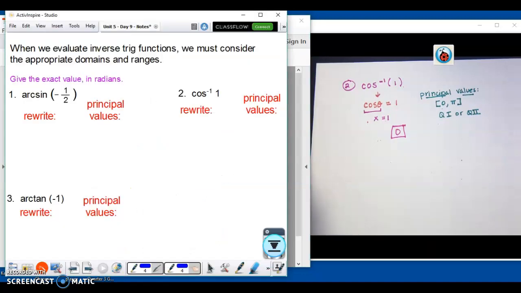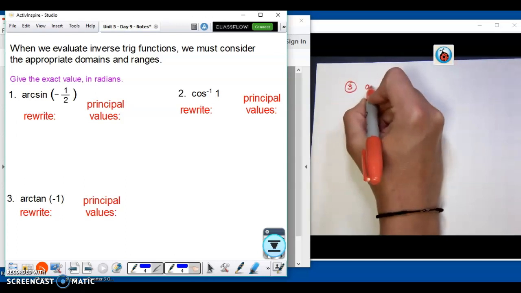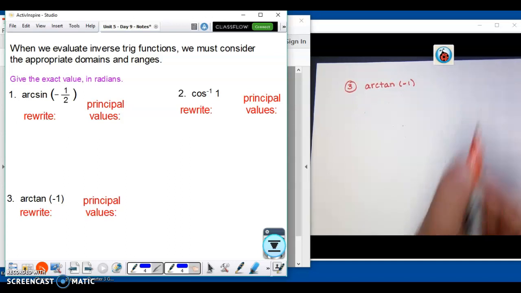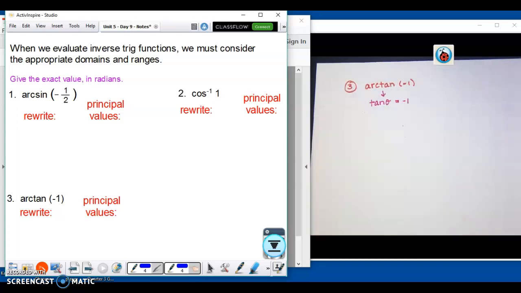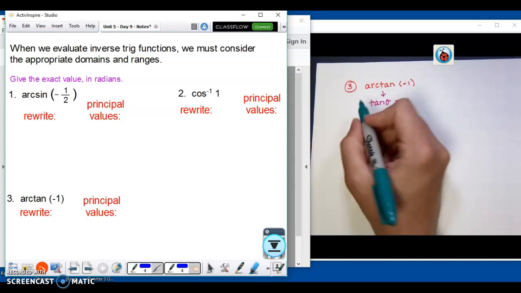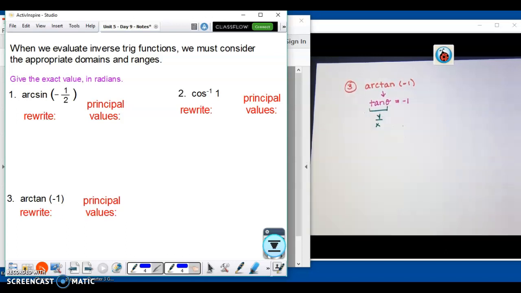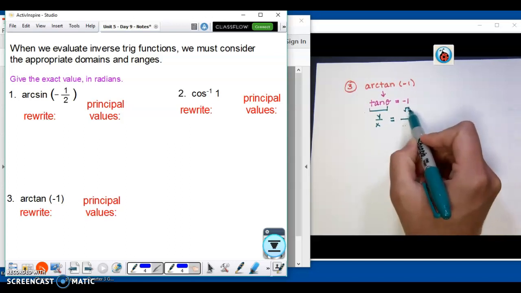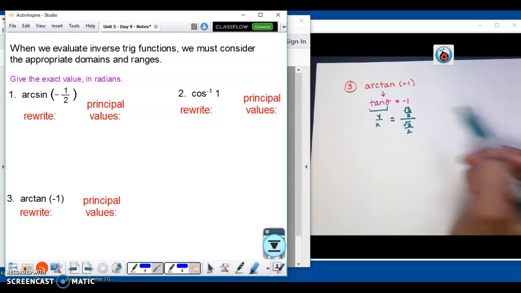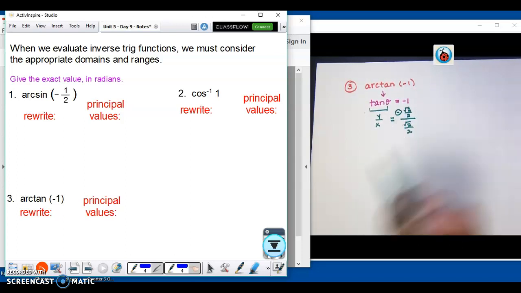Alright, let's look at number 3. We're working with arc tangent of negative 1. The first step is always to rewrite this, so it's the same thing as saying tangent theta equals negative 1. We know that tangent is y over x. For y over x to be equal to negative 1, we would need square root of 2 over 2 in the numerator and denominator, and then one of these could be negative, either the top or bottom. So we're looking for that same coordinate, square root of 2 over 2, square root of 2 over 2.